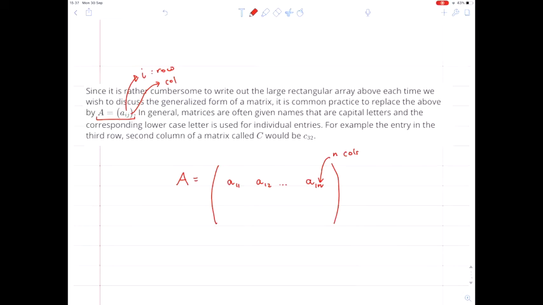And then we'd start on our second row with a21, and we'd keep going all the way up to a2n. Our final row would be row m, and the first element in that would be am1, and our final element would be amn. So we have m rows. So if you looked at, for example, the third row, second column of a matrix C, we would call that little c32. That's how we would index it.